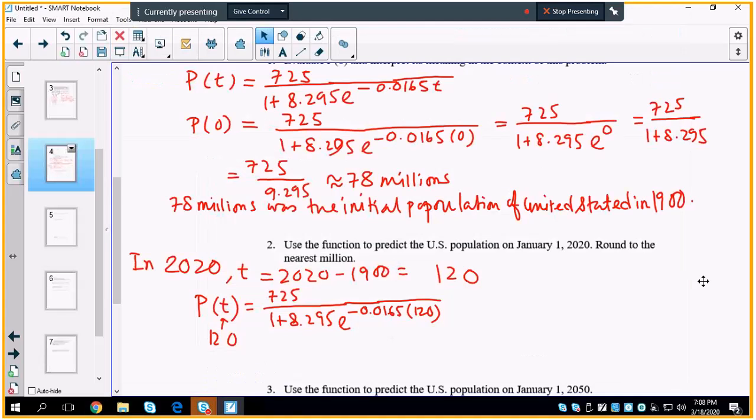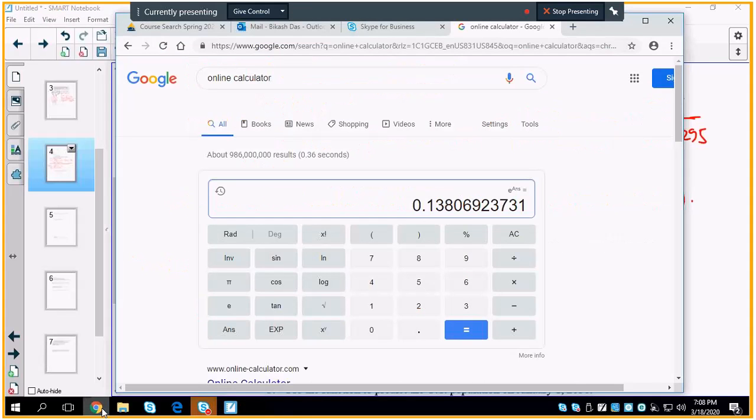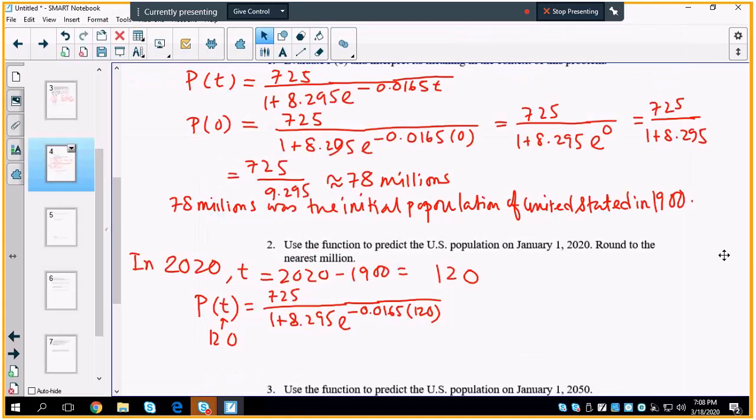I get this number. Then I multiply by 8.295, and then I add 1, and this becomes the denominator. On the top I have 725, so I divide 725 by this newfound answer, and the answer is 337.95. Rounded to the nearest whole number, it's 338 million people.